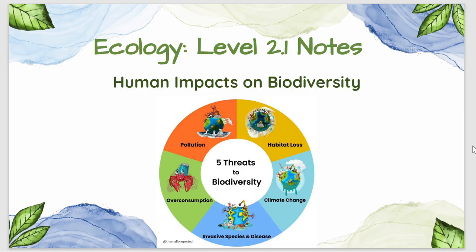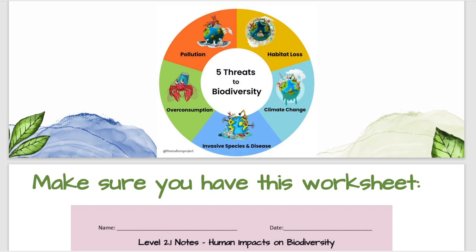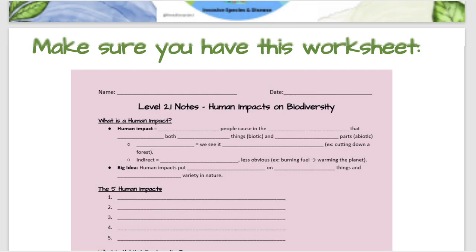And specifically, we're going to look at 5 big impacts. So, in order to complete this set of notes, you will need to have this worksheet here. It should be pink. It says level 2.1 notes, human impacts on biodiversity. The big sign to know that you have the right assignment is these 5 empty lines here, where we're going to write the 5 categories, the 5 big impacts that humans cause.